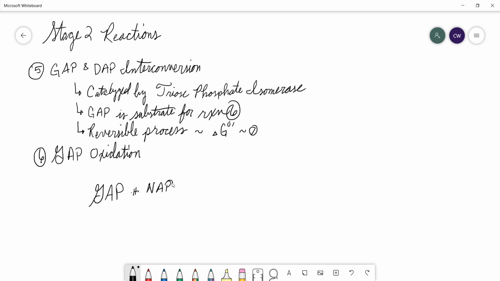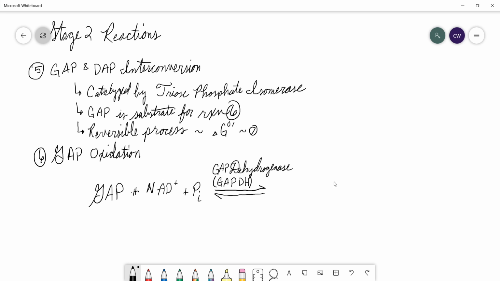GAP is combined with NAD, not NAP. Sorry, I'm reading ahead in my notes. NAD, and that's NAD plus inorganic phosphate. Okay, and this equilibrium is driven by GAP dehydrogenase, which you will see abbreviated often as GAP-DH.